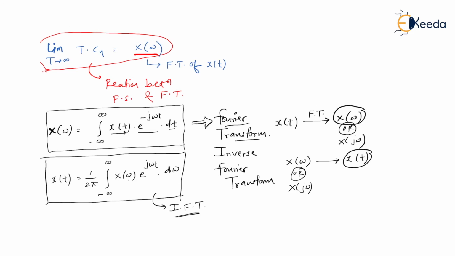So now you have understood what is meant by Fourier transform, how Fourier series got converted into Fourier transform. So what we had is this kind of square wave, if you remember.